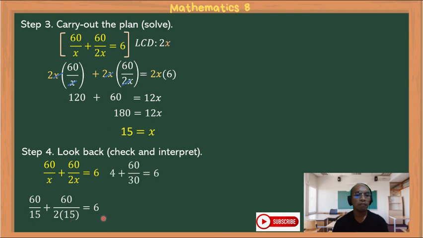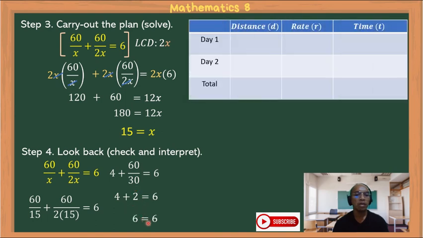So 60 divided by 15 is 4. Then 60, copy. 2 times 15 is 30, and that is equal to 6. 60 divided by 30, that is 2. And 4 plus 2, that is 6. So as we can see, the value of x, or the rate, which is 15 kilometers, satisfies the given condition.